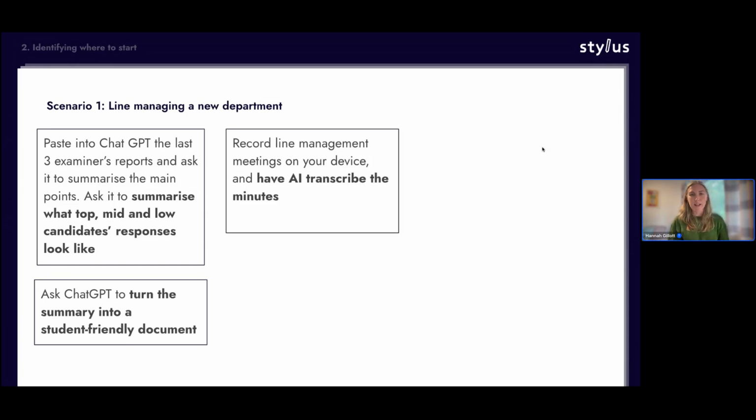In terms of record keeping, recording line management meetings on your device and having AI transcribe the minutes. We do this as standard within Stylus, so we're using Sana at the moment as our transcription tool. I've also used Otter before and found that to be really good.